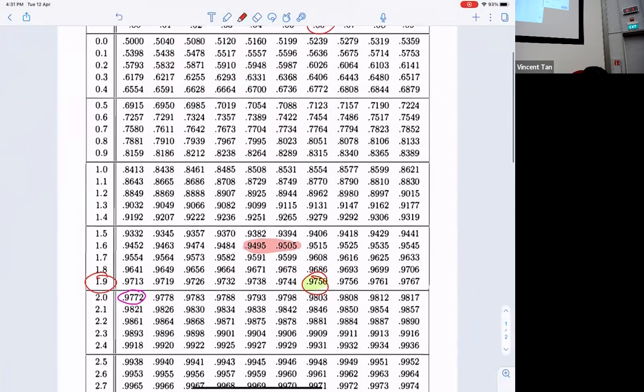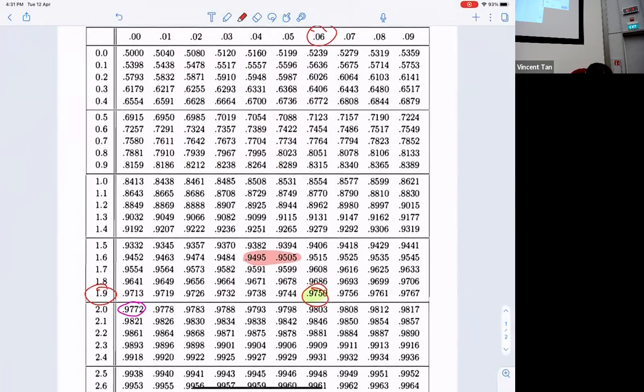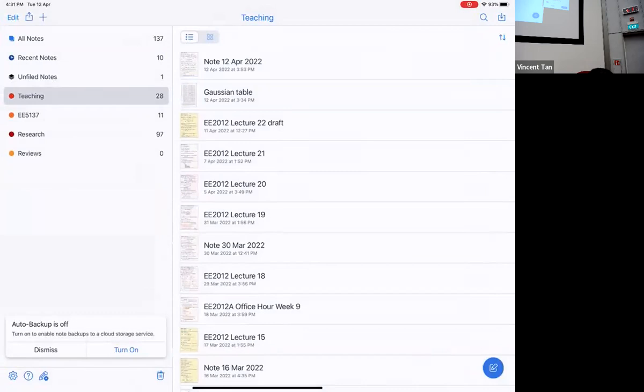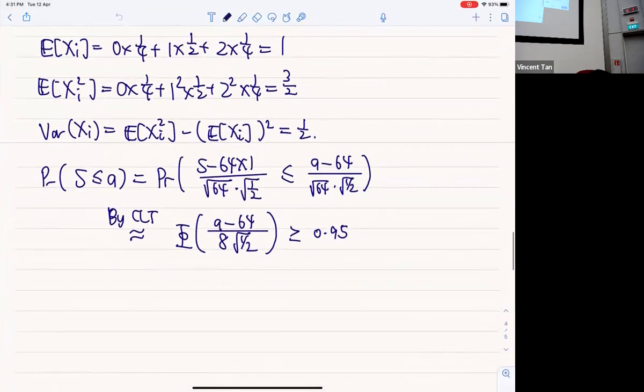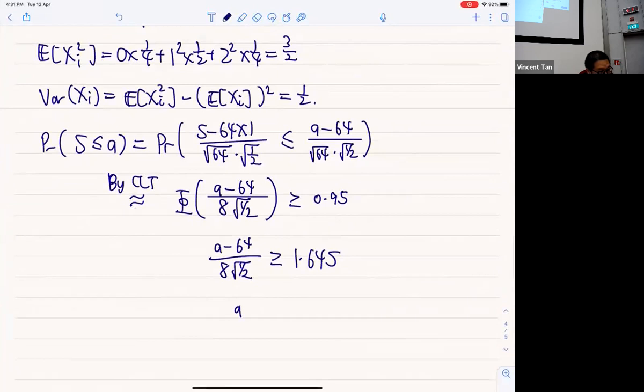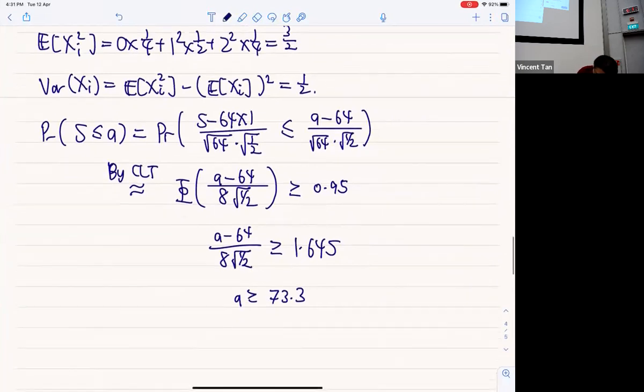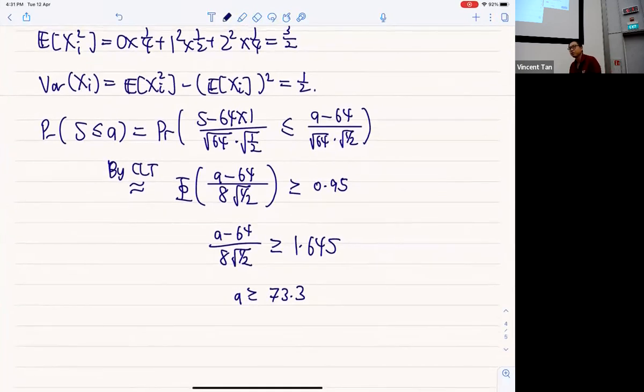Right, so we interpolate between, so 1.645. So we need to go in between here, 1.645, okay? Can you see? Right, so this is roughly (A minus 64) over 8 square root 1 half is bigger than 1.645 from the table. Now, from here on, you're going to massage this by yourself. I'm not going to type in the calculator. So A must be bigger than 73.3. Okay. But you cannot make 0.3 sandwiches, can you?